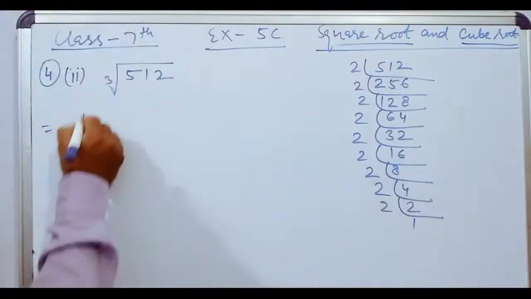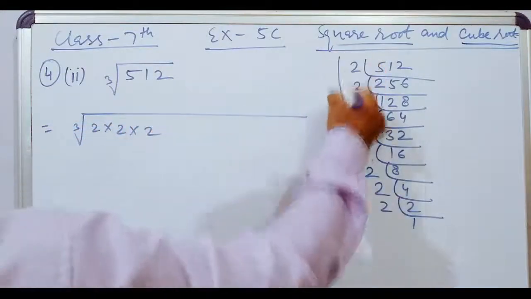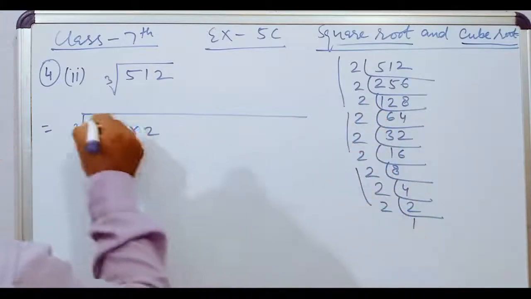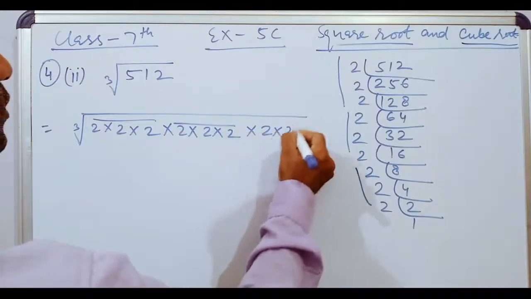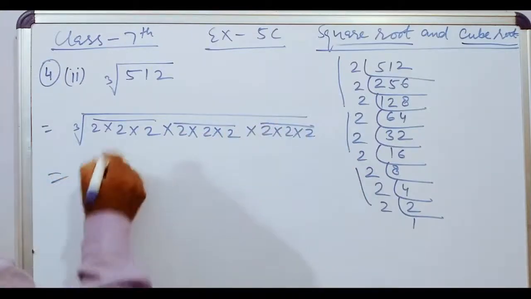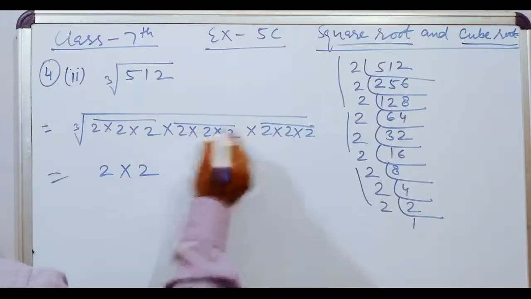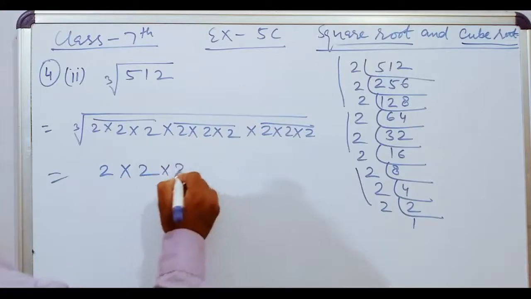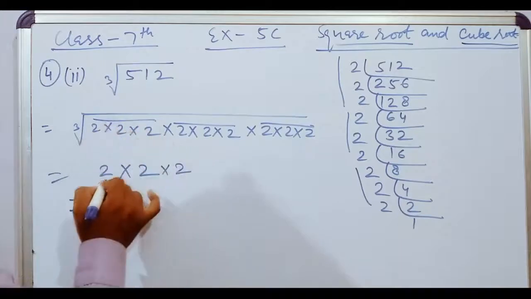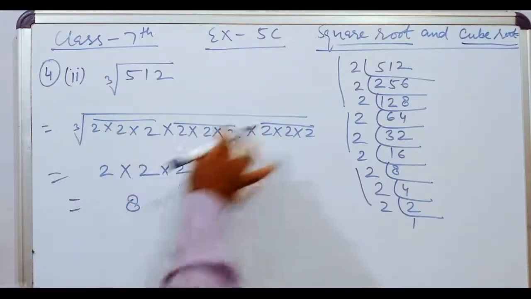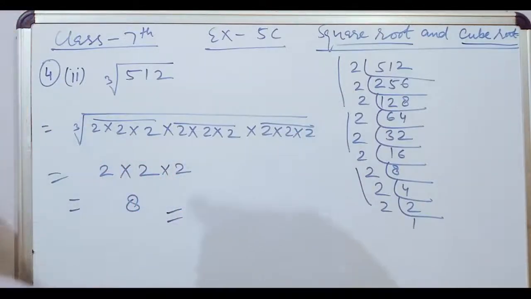Now it is 2 into 2 into 2, 2 into 2 into 2, 2 into 2 into 2. 3 triplets of 2. From 1 triplet of 2, we will take out 2. From 1 triplet of 2, we will take out 2. From the third triplet of 2, we will take out 2. Now 2 2s are 4, 2 4s are 8. This is the cube root of 512.